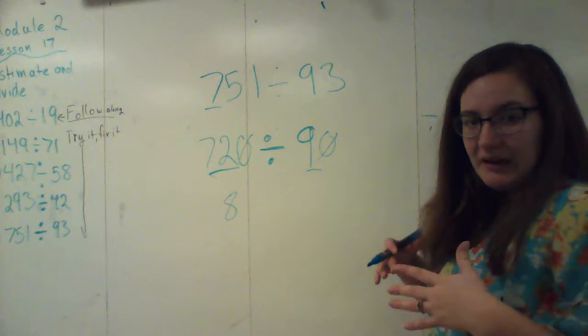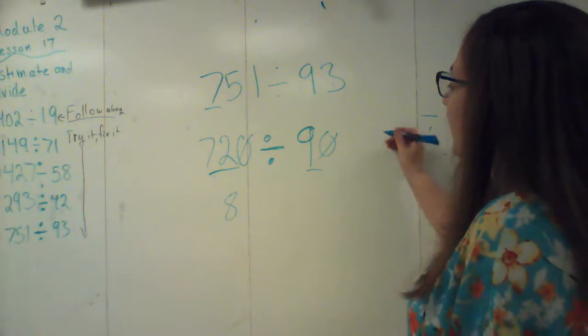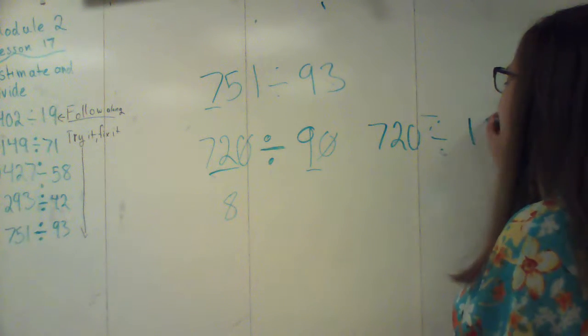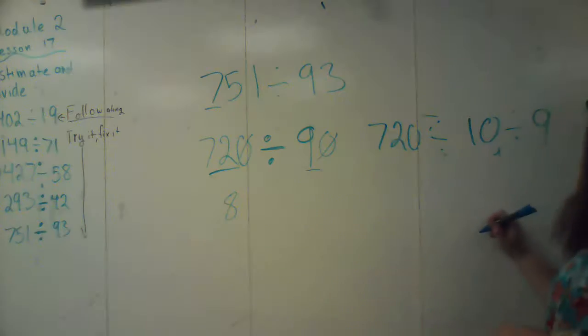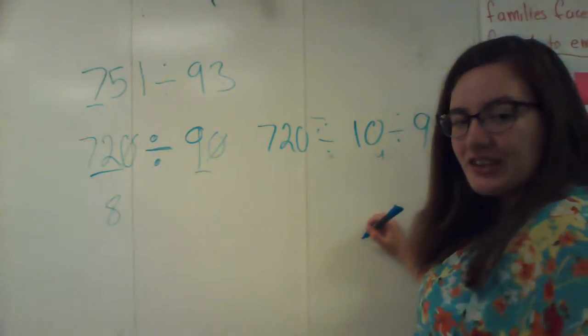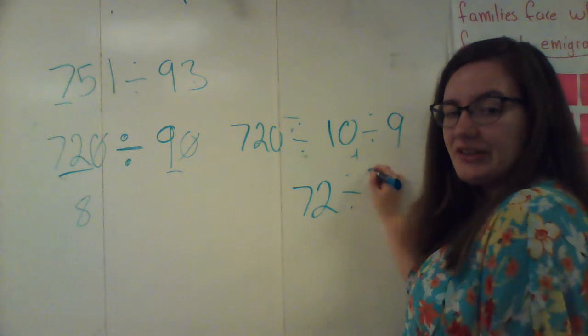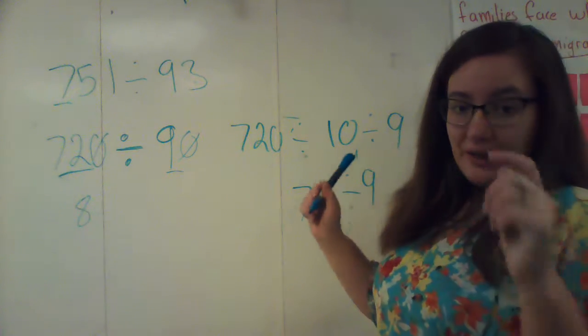Again, I got that same estimate, maybe a little bit more difficult. I could also do it this way, 720 divided by 10 divided by 9. So 720 divided by 10, sorry, my head's going. 720 divided by 10 would be 72, and 72 divided by 9 is 8. So you have a couple different ways of solving this problem.